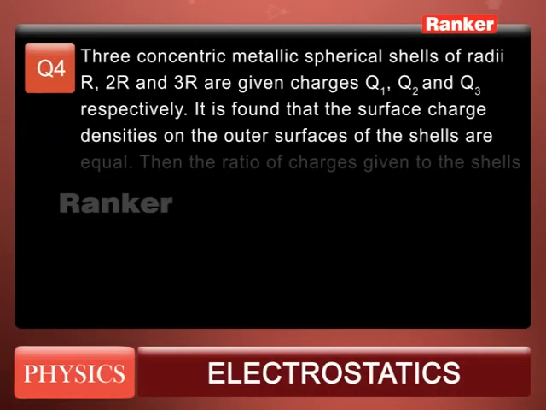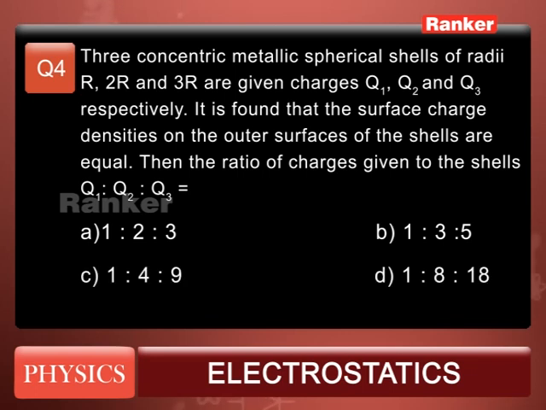The next problem is problem number 4. Three concentric metallic spherical shells of radii R, 2R and 3R are given charges Q1, Q2 and Q3 respectively. It is found that the surface charge densities on the outer surfaces of the shells are equal. Then the ratio of charges given to the shells, Q1 is to Q2 is to Q3, is how much?